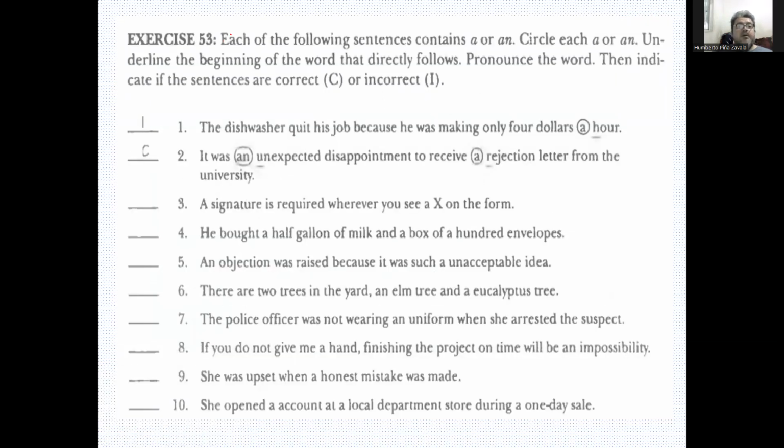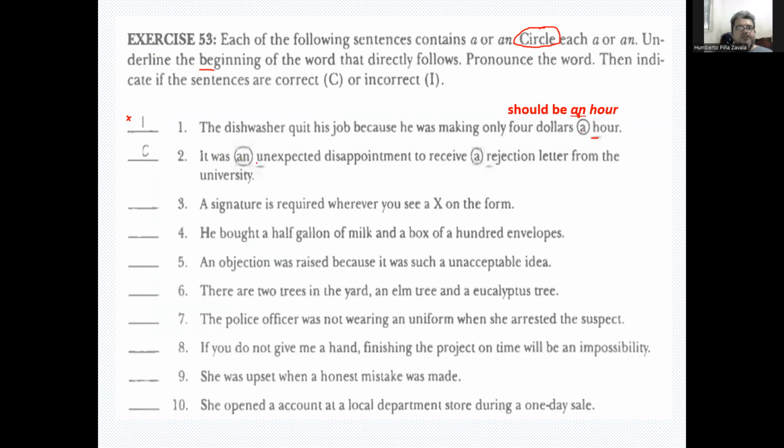Exercise 53. Each of the following sentences contains A or AN. We're going to circle each A and AN, underline the beginning of the word. The directive follows: pronounce the word to indicate if the sentence is correct. Right. Let's look at the example. The dishwasher quit his job because he was making only $4 a hour. This is wrong because it should be an hour. Right, because the H is silent.